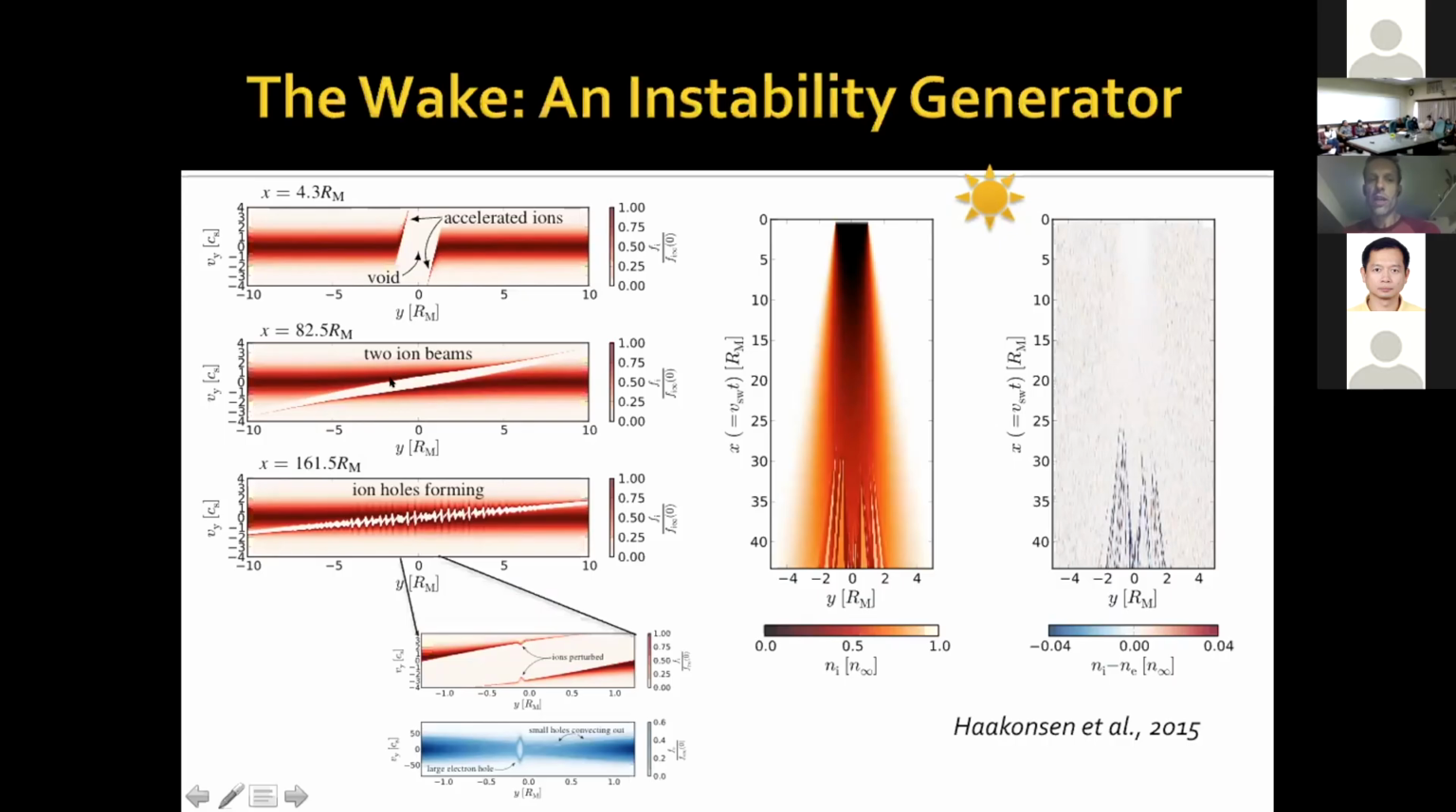As you go further down the wake, you see that these two ion beams coming from the two sides of the wake actually cross. Now that is a very unstable situation, and it leads to the formation of streaming instabilities. And you can see these ion holes forming in phase space. What those correspond to in real space are big perturbations in the density. And you can see those perturbations in the density forming here in a cut through the wake.